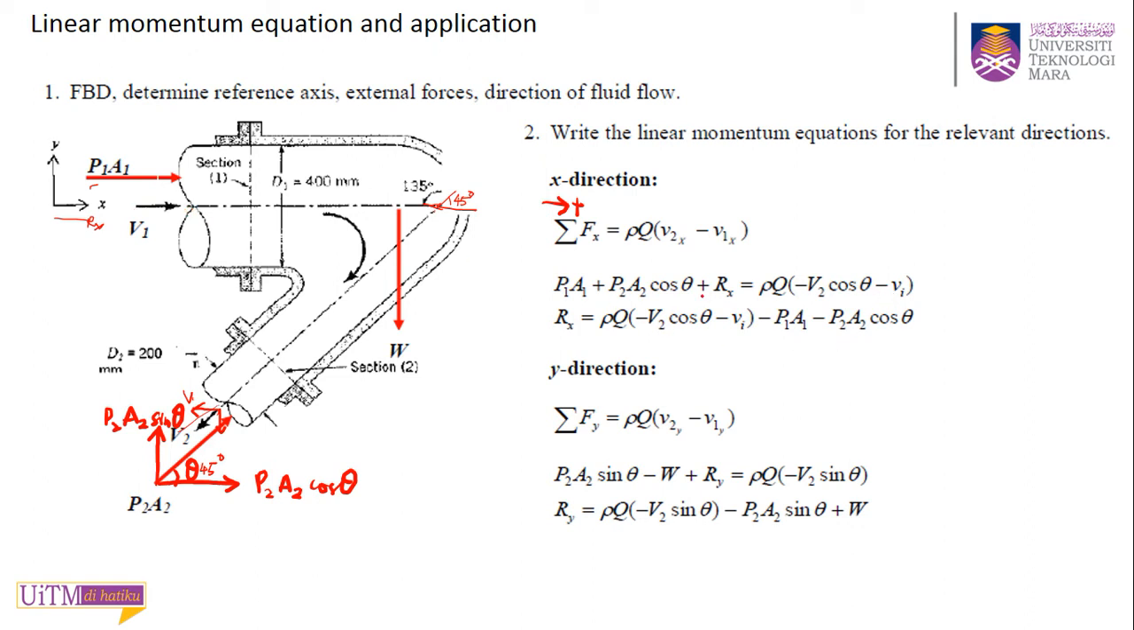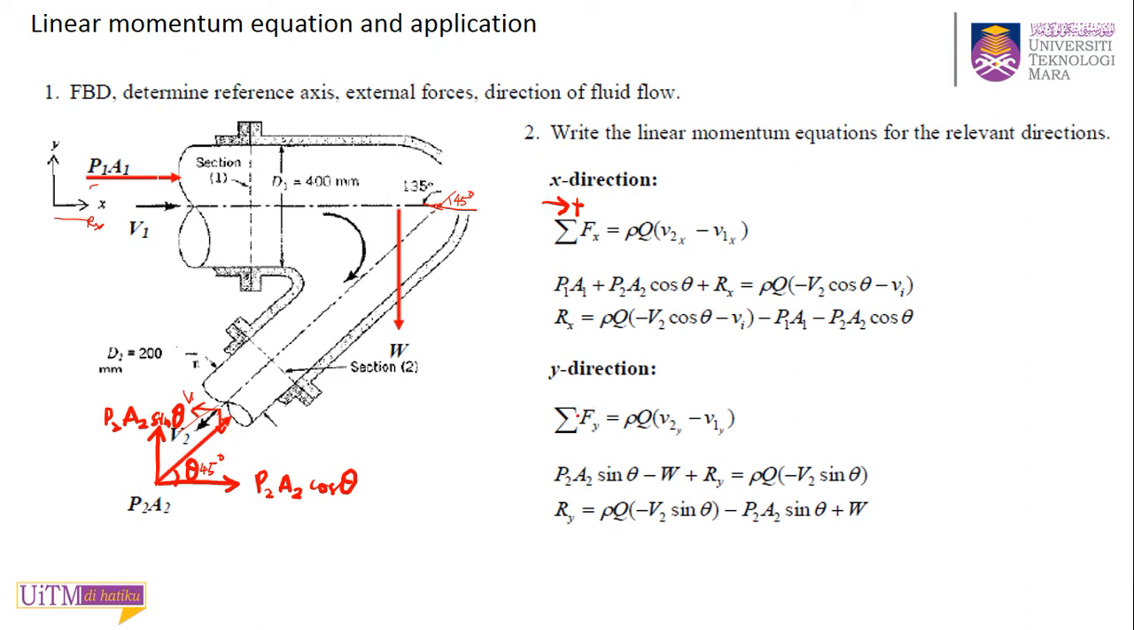Okay, and you rearrange your equation, put everything to the other side, just leave with your resultant force in X direction. So rho Q times negative V2 cos theta minus V1, minus P1 times A1, minus P2 A2 cos theta. Okay, this is your momentum equation in X. Do the same for Y.